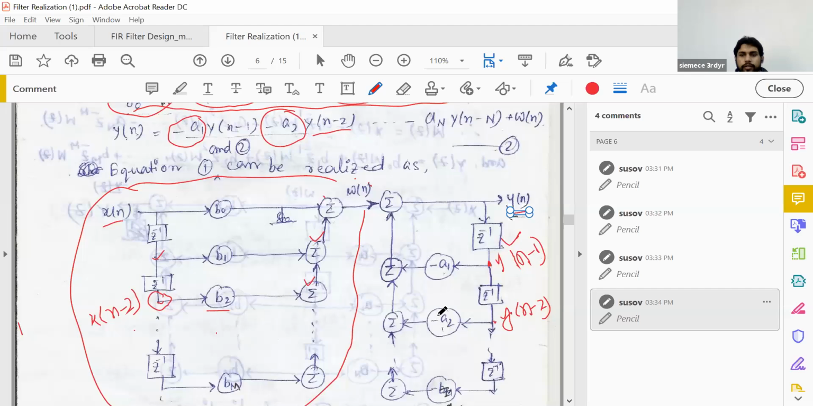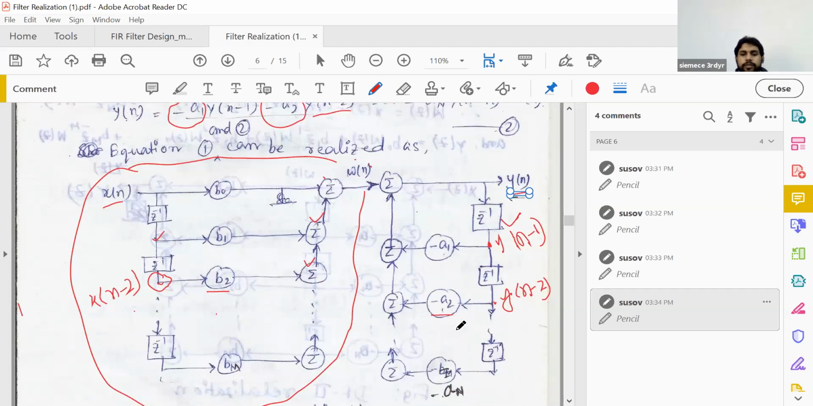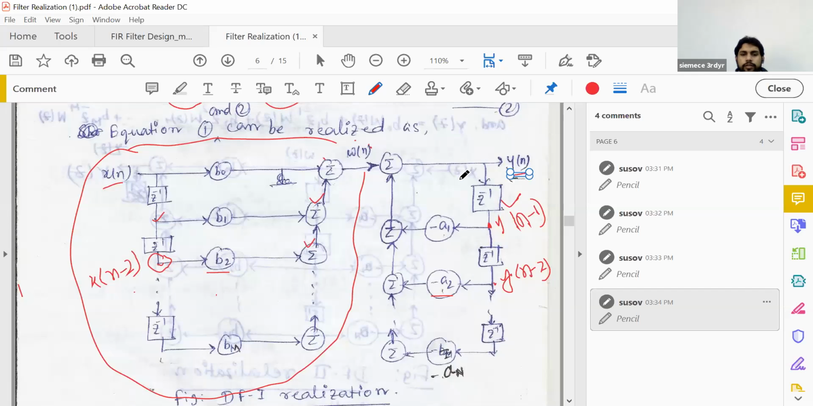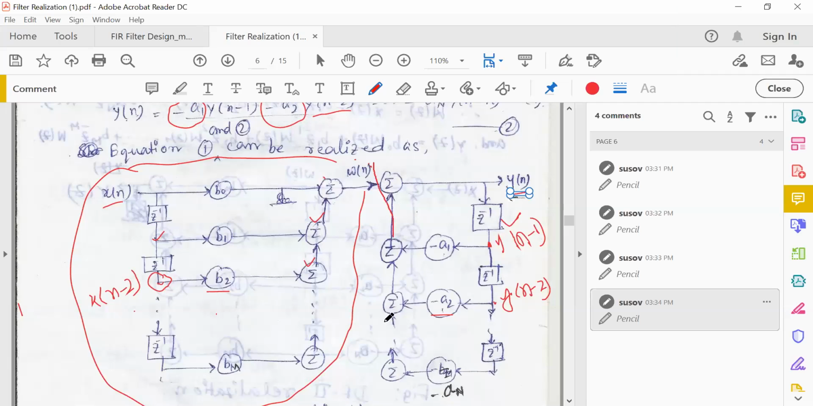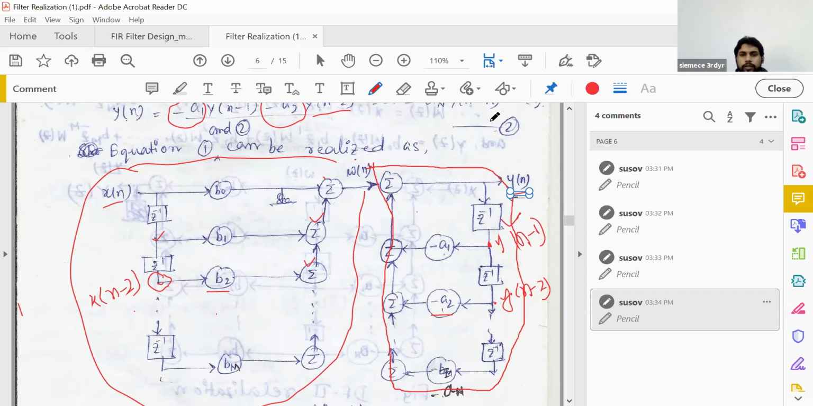So the coefficient is minus a2. So basically, this equation number 2 is this one. The total block is basically realizing equation number 2. So finally, if we erase all this, just a minute.